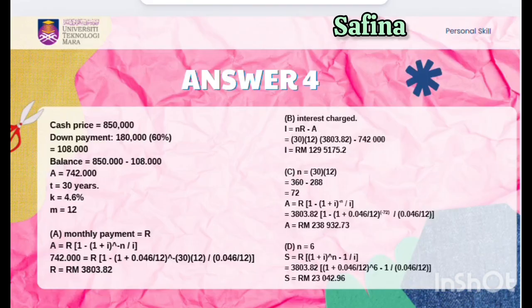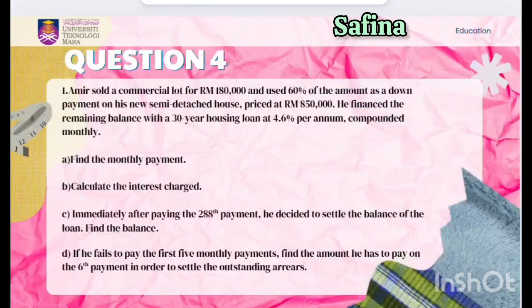And for question B, it says to find the interest charge. Since we use the formula A in question A, for question B, we'll have to use the interest charge formula for the A. So it will be I equal to NR minus A. And we'll replace the information that we have into the formula again. That equals 1,295,175 and 2 cents.